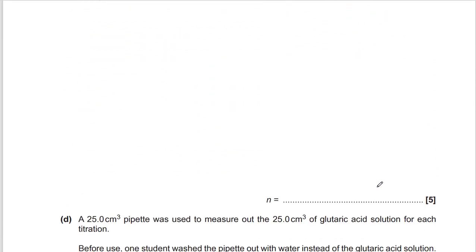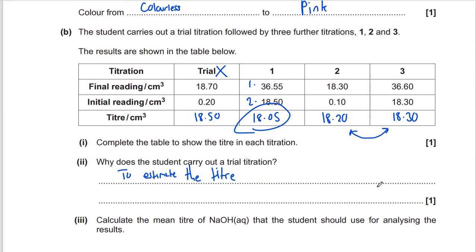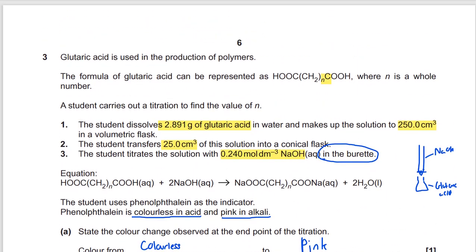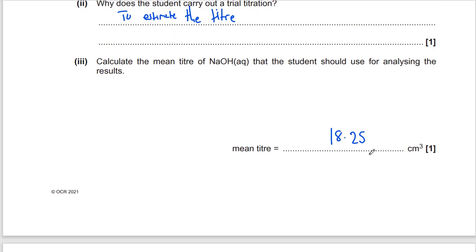Right, big mark then, 5 marker now. Calculate the value of n in the acid. Give your answer to the nearest whole number. So let's go back up to everything we highlighted, just to remind ourselves. So we've dissolved the mass of glutaric acid. That isn't really important for the time being. It's in 250 of volumetric. They've taken 25 of that and added sodium hydroxide. And we know from our table what the mean titer is because we've just done it here. The mean titer is 18.25.